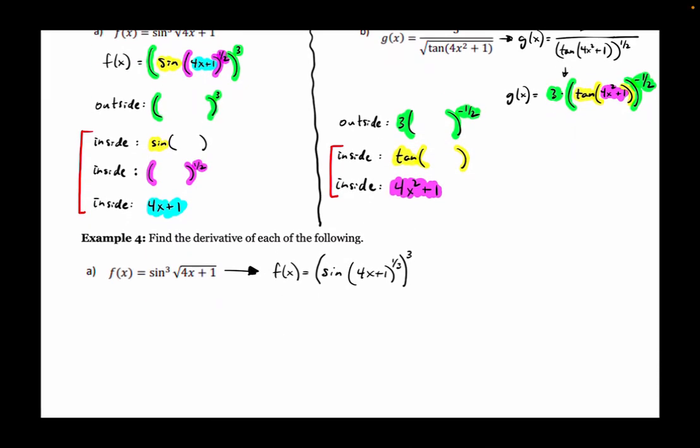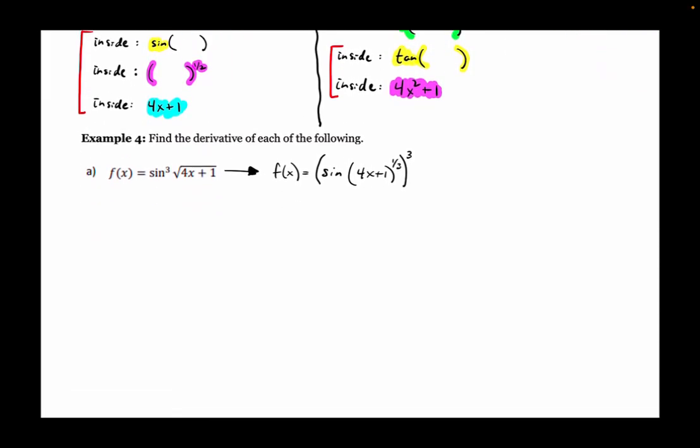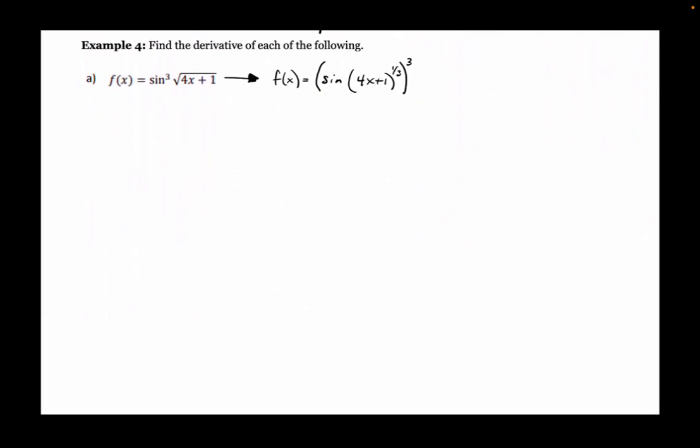So I'm going to use that as a roadmap. Okay? So I just rewrote it. The root is only for 4x plus 1. It's not for the whole thing. So the only thing that gets a 1/2 power is 4x plus 1. The whole thing is to the third power, is cubed. So that's why I put cube there. Okay, so now let's do the derivative.